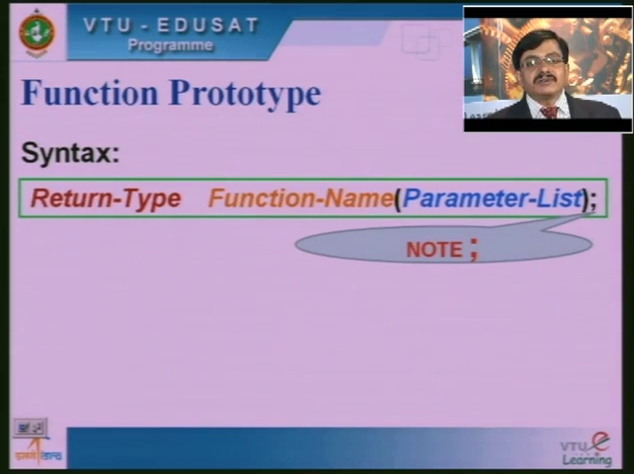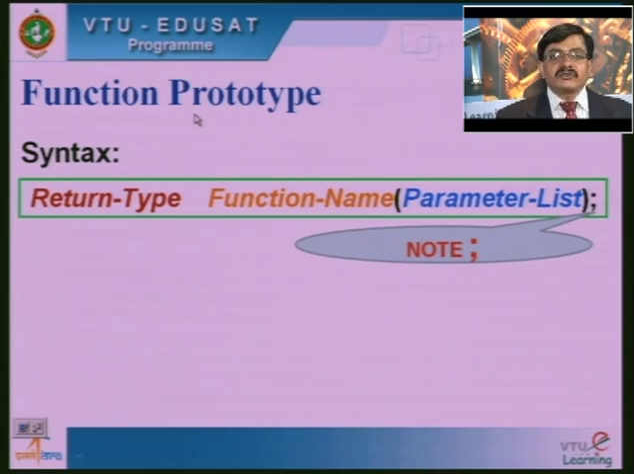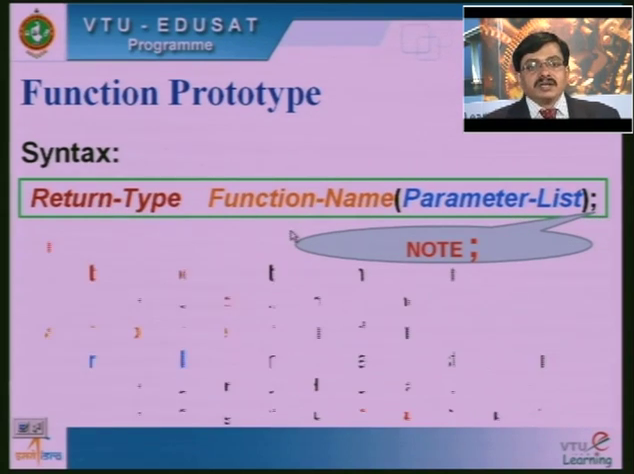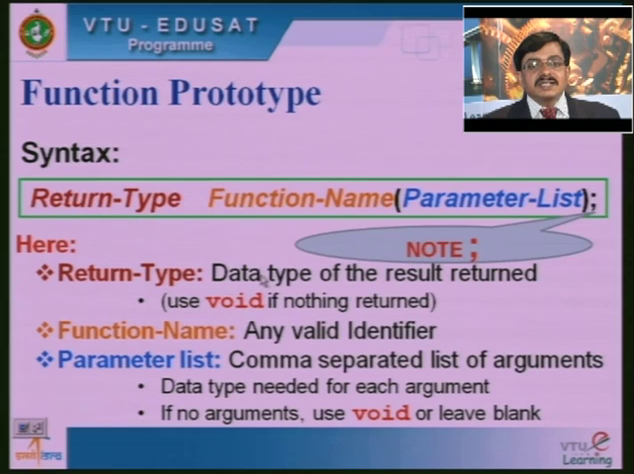When you see the examples, you will get to know what exactly the meaning of function prototype is. Sometimes these are also called function signature. Function signature, function prototype, function declaration all mean the same. We specify the return type, name of the function, and within the parentheses the parameter list, and this must end with a semicolon. This is the syntax of the function prototype. Now, return type means the data type of the result returned. What type of data the function should return after performing the operation is specified as the return type.